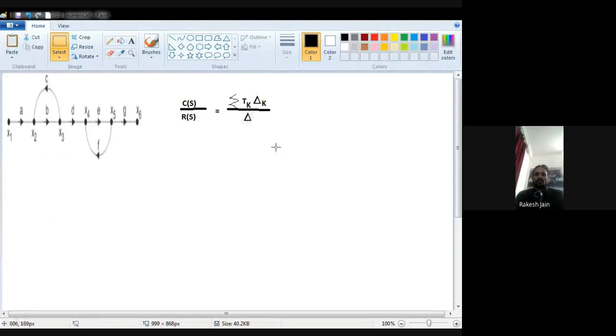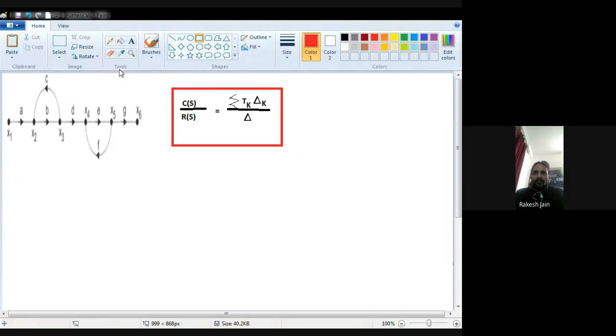Yes. So this one is my formula, Tk del K upon del. Sorry for the interruption. So the first step is what? Now this is my formula as I told you in that PPT. Now we start this numerical very carefully. So what is the first step?